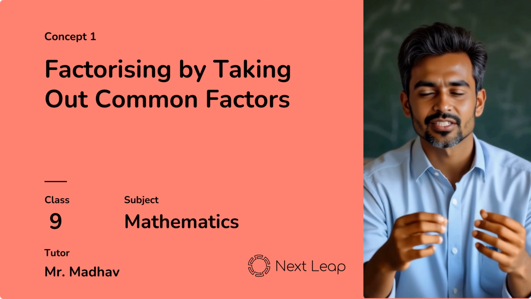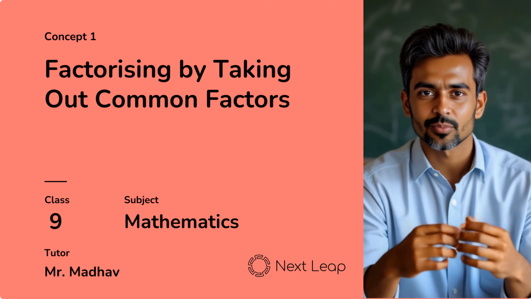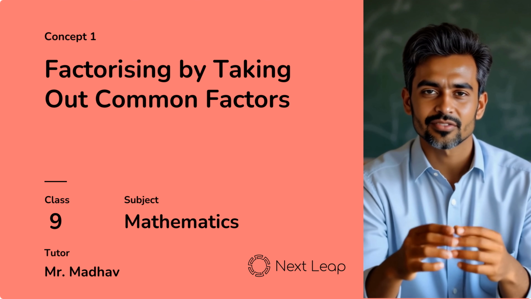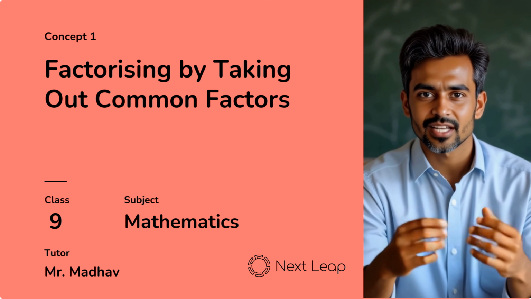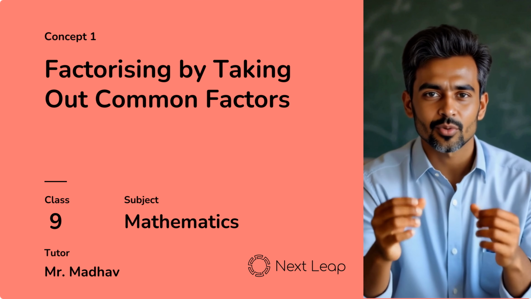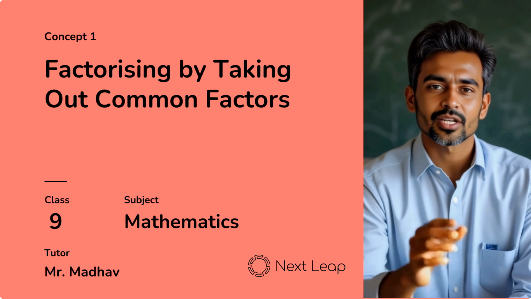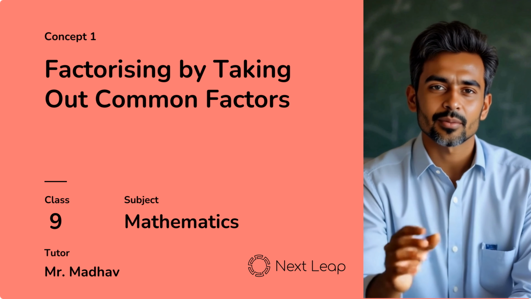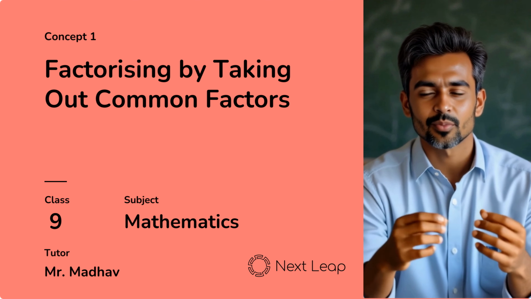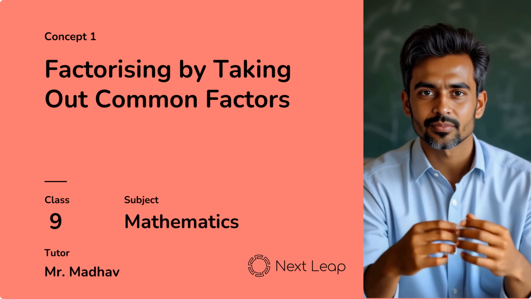In mathematics, factorization refers to the process of expressing an algebraic expression as the product of its factors. For example, if you have the number 42, we can express it as the product of prime numbers: 42 equals 2 times 3 times 7. Here, 2, 3, and 7 are the prime factors of 42.